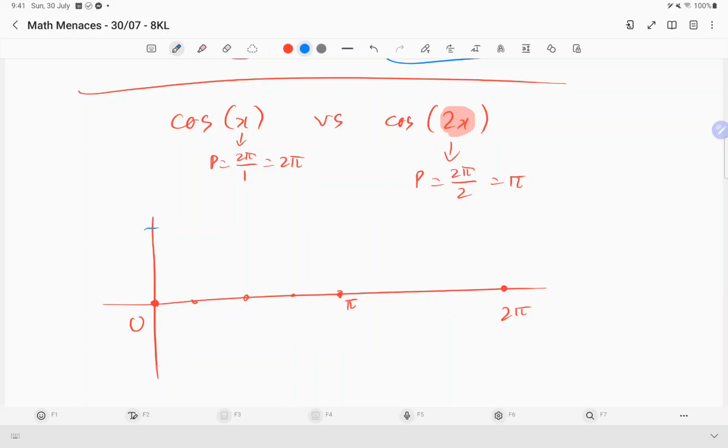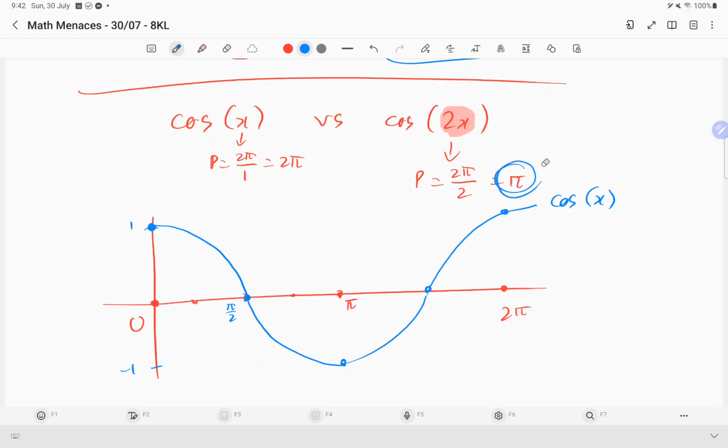So note that the original graph will still go from here and then to pi over 2, to the middle and then to the bottom, then to the middle, then to the top again. So I'm going to draw this blue graph, and this is the graph of cos of just x. Basic one. Now, the period is pi for cos of 2x. What does that mean? It means that it has to complete one full iteration in pi time. And pi is roughly around here. So you see why I had to stretch it out?